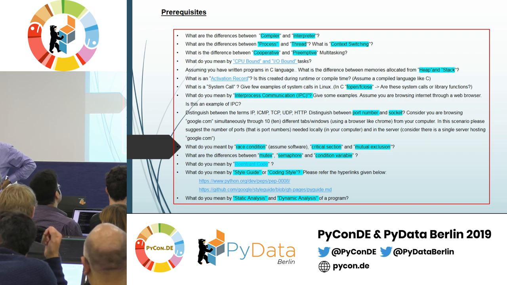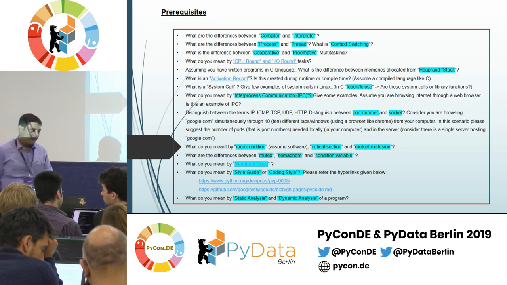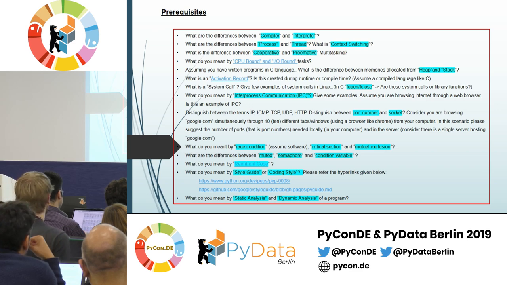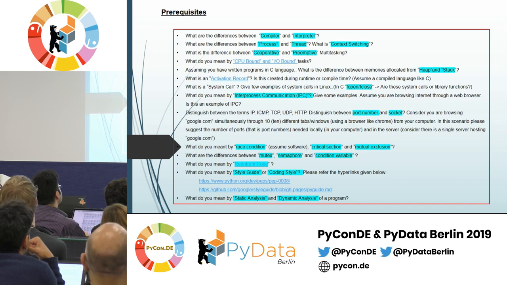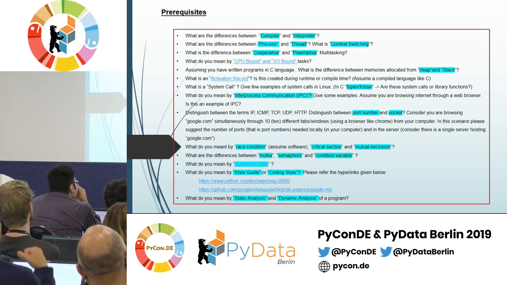Basically, when we have two processes, like in this example, the server and the client, they have an interface with the outside world, and that's the socket. No, I need a very simple definition, so let me have this concrete example. Consider you are browsing google.com simultaneously through 10 different tabs or windows. Let's not worry about thread or process right now. By using a browser like Chrome from your computer. In this scenario, please suggest the number of ports, that is port numbers, needed locally, that means in your computer from where you have invoked the browser, and in the server. Consider there is a single server hosting google.com. That's basically the answer I want.